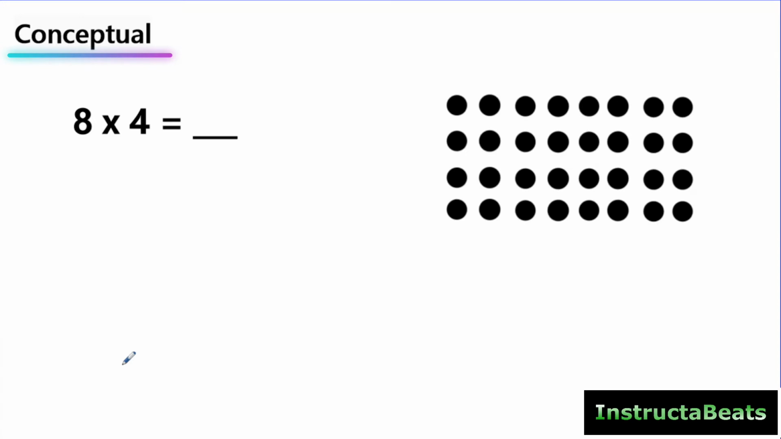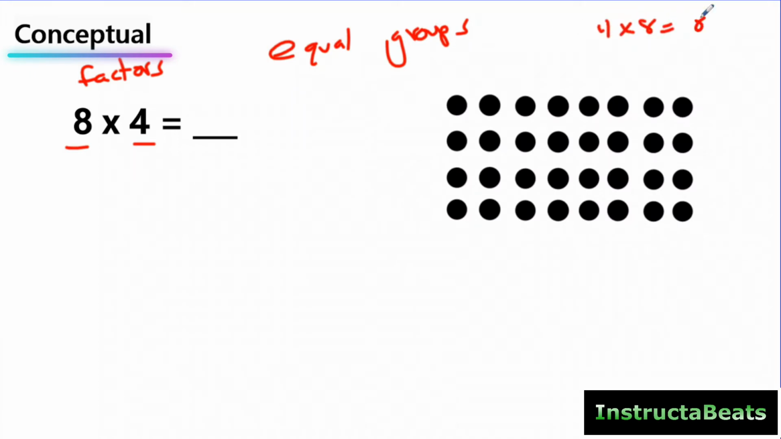When we introduced multiplication, we talked about it with an array. We know multiplication is equal groups, and actually, the order of the multiplication equation does matter. Both of these numbers, the numbers that we multiply together, are called factors. A lot of people think the order doesn't matter because 8 times 4 is the same thing as 4 times 8. We call that the commutative property of multiplication, and that's typically how you learn it.